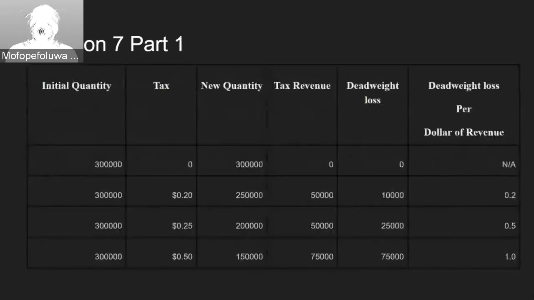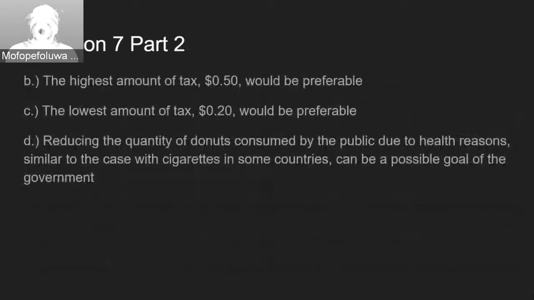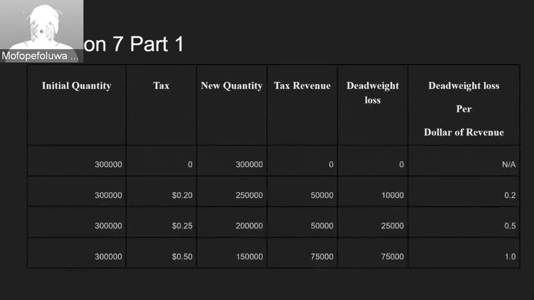So then for Part B, it asks the tax amount that would give you the largest amount of revenue. This would be the 50 cents amount. This would be the 50 cents point, as this would give you a tax revenue of $75,000, which is more than what any of the other amounts of tax would give you.